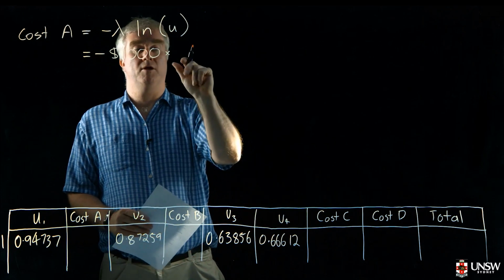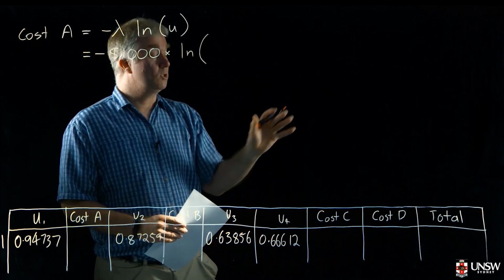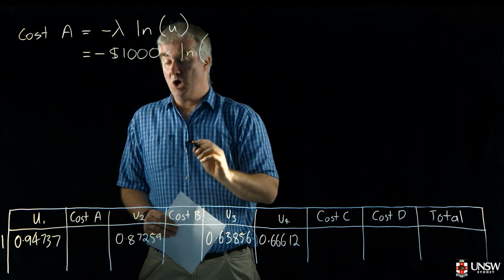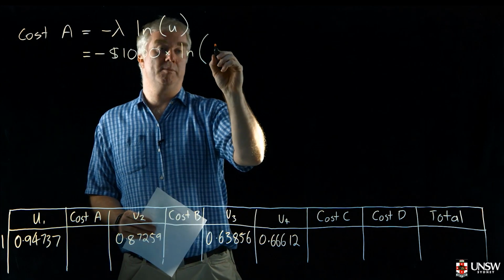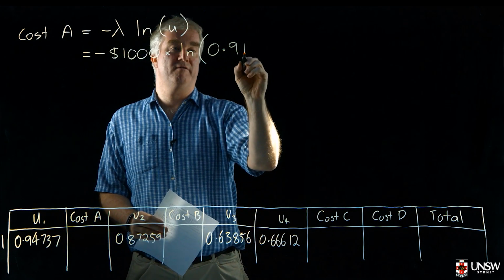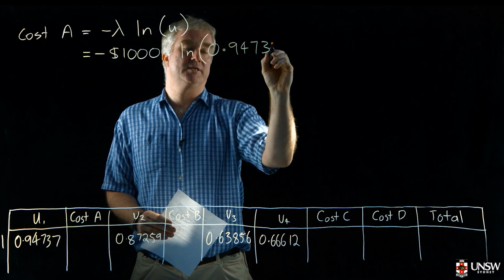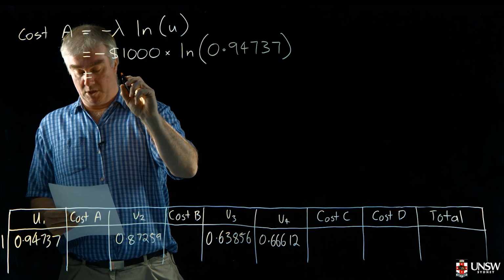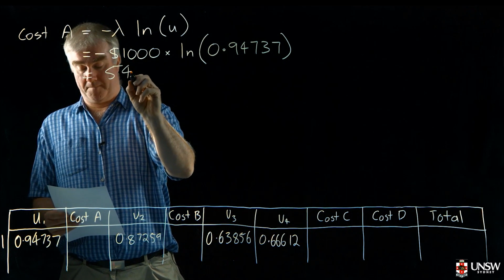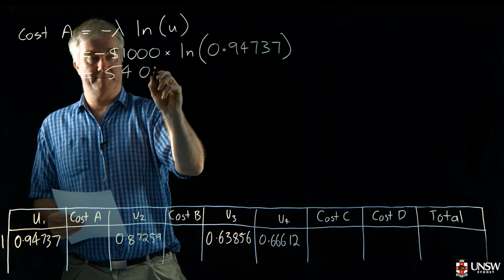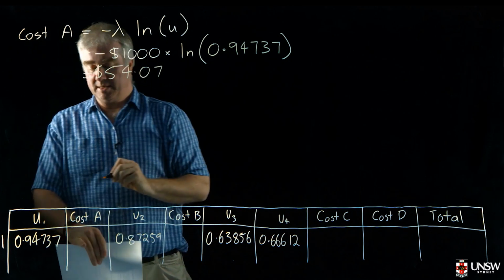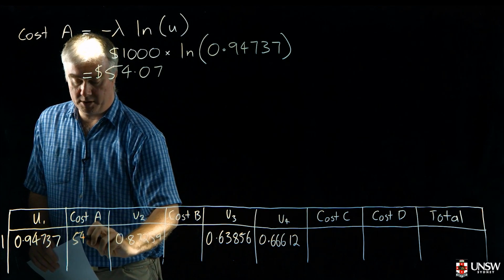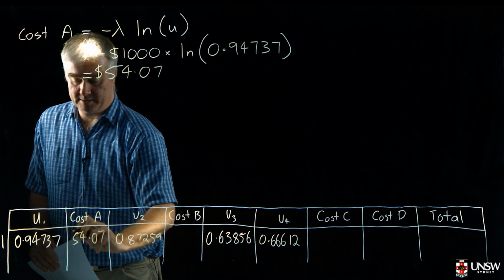times the logarithm. Well, we need to look up our table, and what we can see is the first number on the table is 94737, so we put in 0.94737. So this gives us $54.07. So let's put this down here to keep track of it. So we've got $54.07.